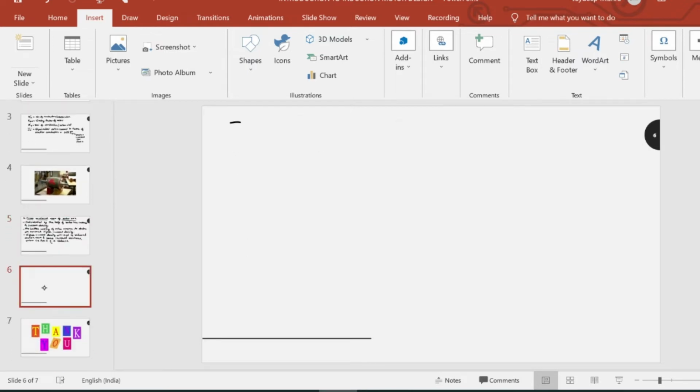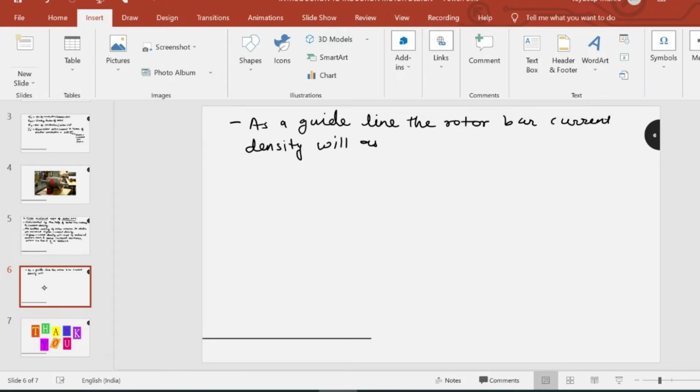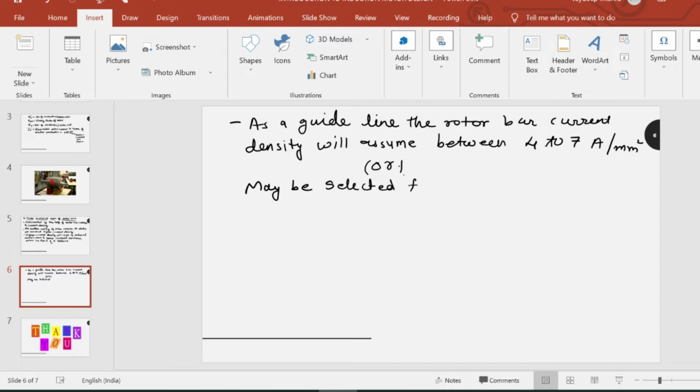I will write the same as a guideline. As a guideline, the rotor bar current density will be assumed between 4 to 7 ampere per mm square, or may be selected from the design data handbook. Hence, the sectional area of the rotor bar.